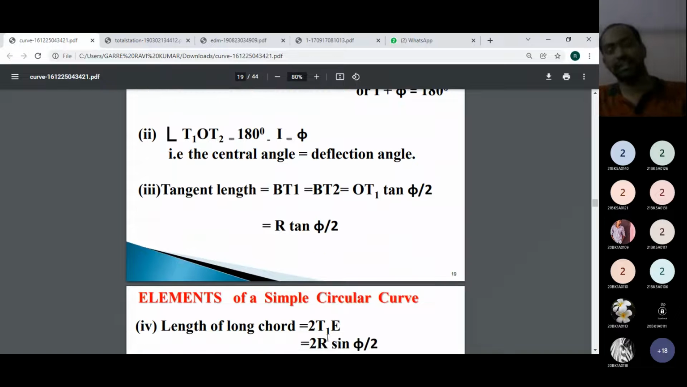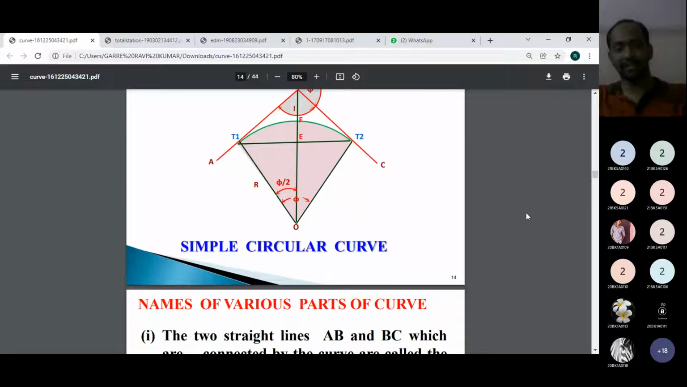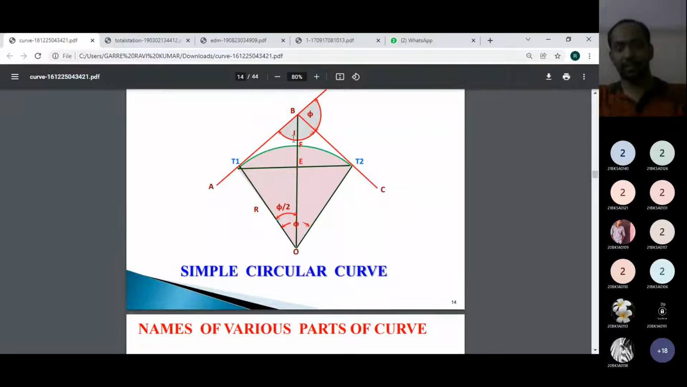Next, the tangent length can be calculated, BT1 or BT2. Both tangent lengths can be calculated by using the formula R tan phi by 2. This is the formula we can use to determine the tangent length. Now, by using this only we can set up the tangent length, when we go for a realistic case. So using the R tan phi by 2 formula, we get the tangent length. It means that the BT1 and BT2 distances we can get.